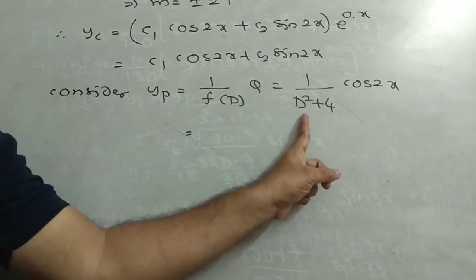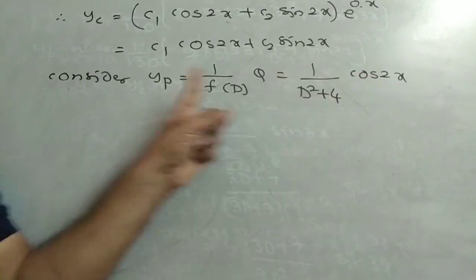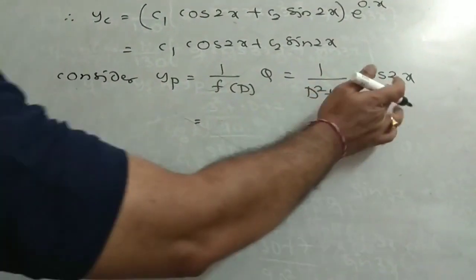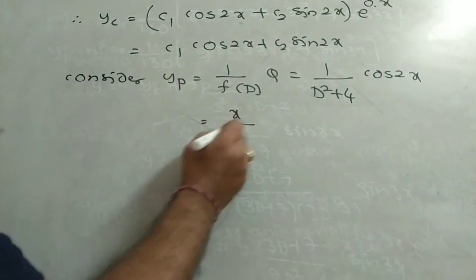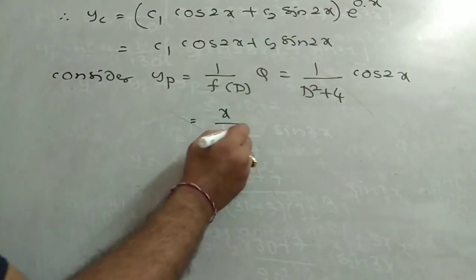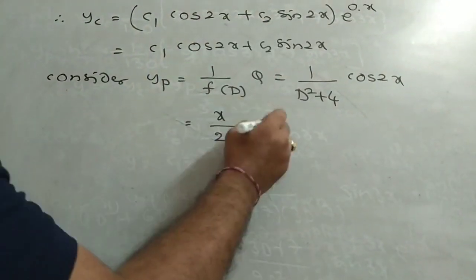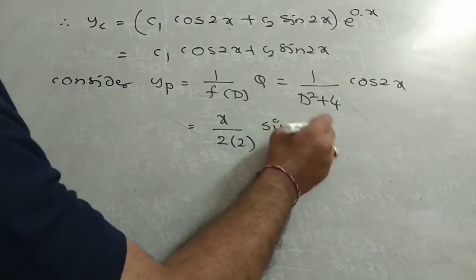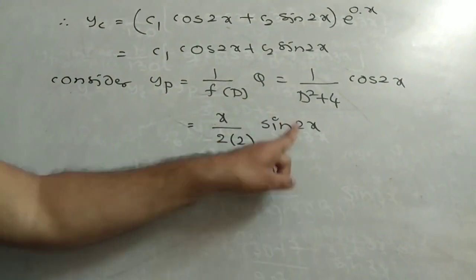If it is equal to 0, just now in the procedure I have given, directly you write down the yp formula. When the right side looks like cos ax, what is the formula? X divided by 2 into a value. A means here it is 2. So corresponding to cos, we need to write sin ax. This is sin 2x. X by 2a, sin ax.